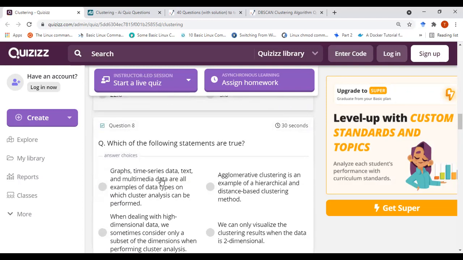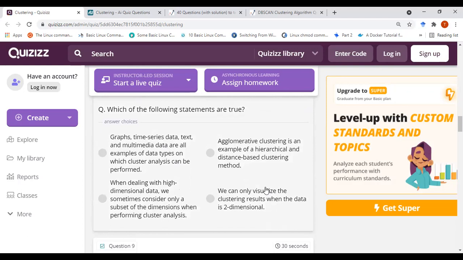Okay, let's leave it there. Which of the following statements are true? Can we perform cluster analysis of graph data? We can. Okay. Time series also, we can. Okay. Text also, we can.